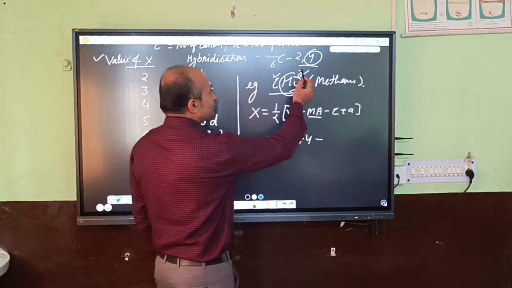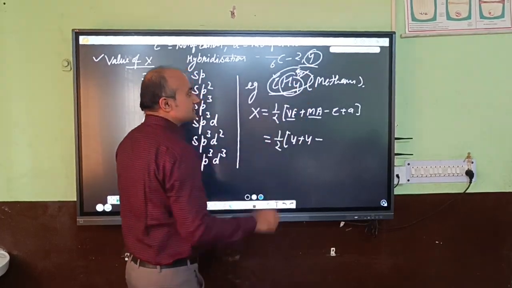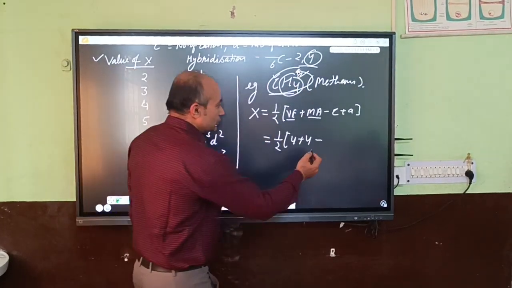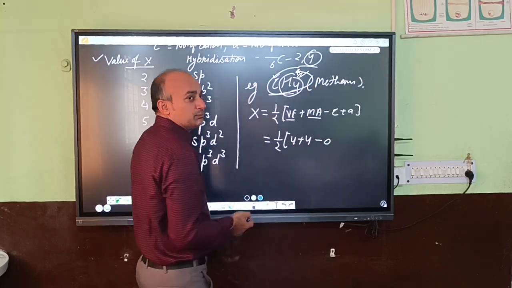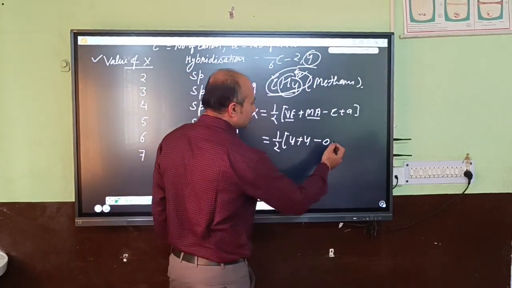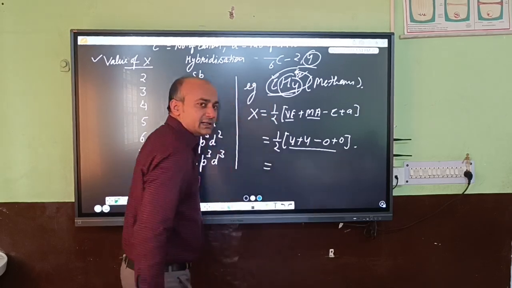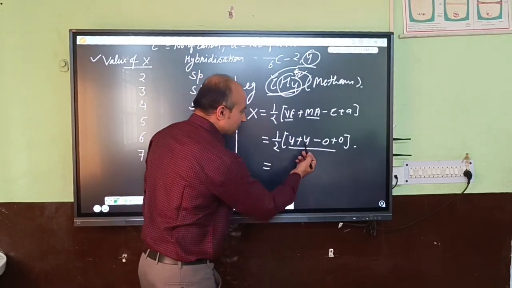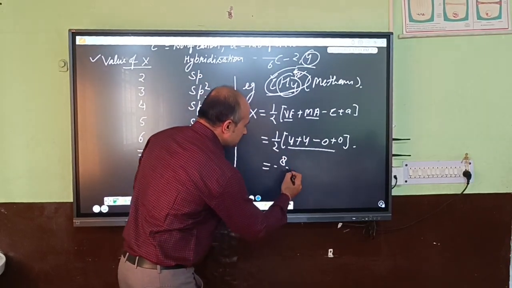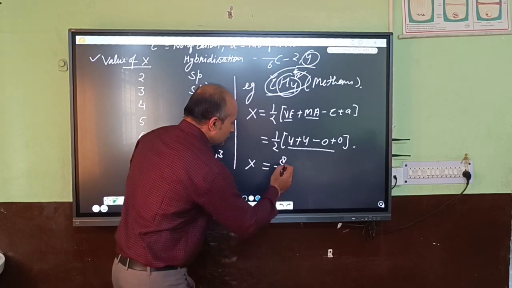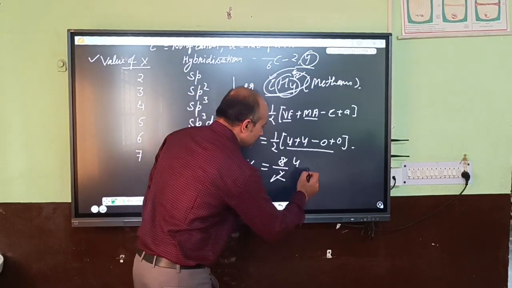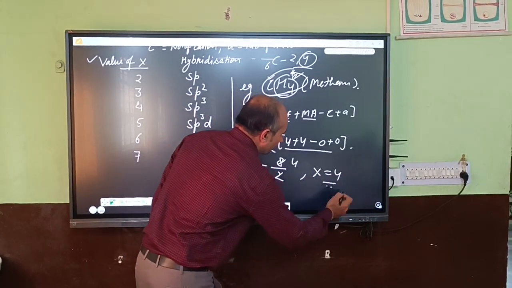There is no positive charge on it, so the cation is 0. The anion, meaning a negative charge, is also 0. Then solve this equation: 4 plus 4 is 8, 8 divided by 2, so 2 fours are 8, and X is equal to 4.